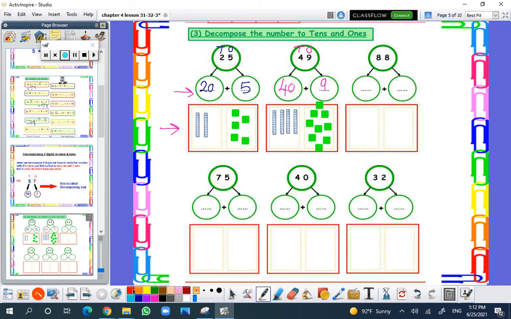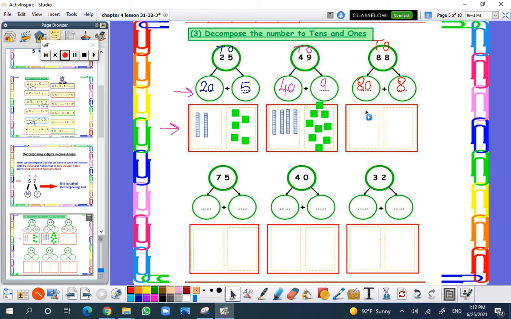Let's go to the last one. Here, 88. So what is the first step? I'm going to write TO. 8 on the tens. By decomposing math, I'm going to write it by its value. So I'm going to write 8 and 0 because we are in the tens. And what about the ones? I'm going to write 8 as it is, without adding any zeros. So this form is decomposing math.